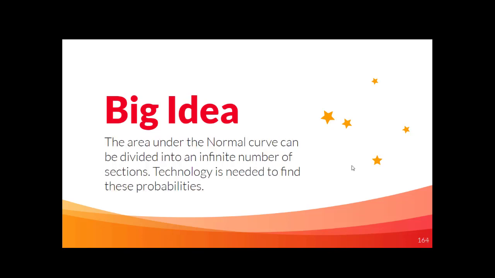Also, the area under the normal curve can be divided into an infinite number of sections. In order to calculate these sections or find corresponding raw scores, you're going to need to use technology to find these probabilities. So that's it for today.